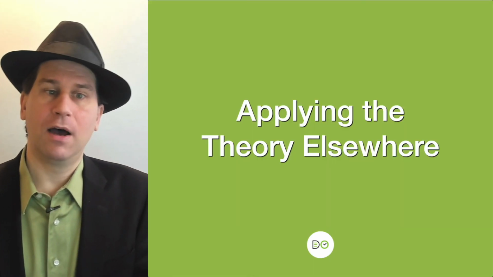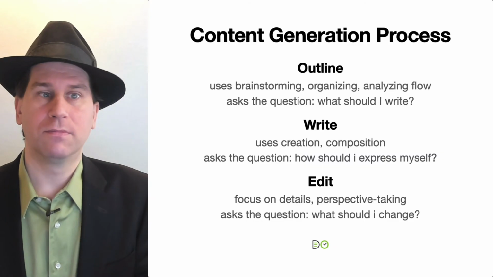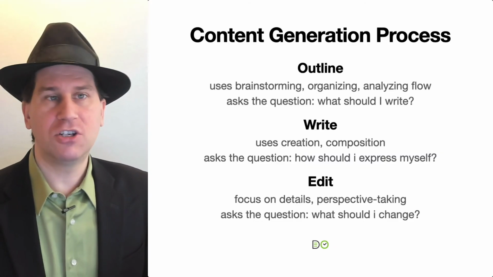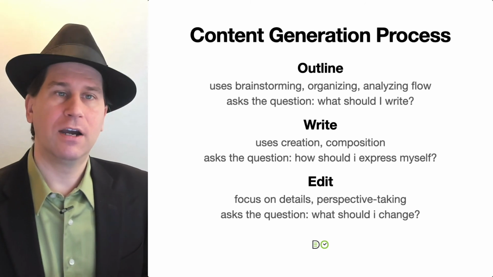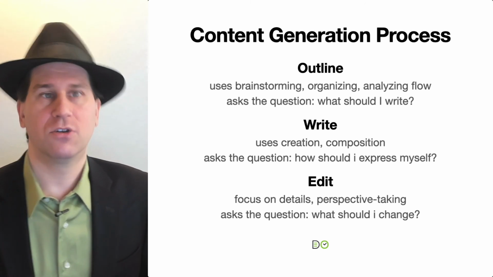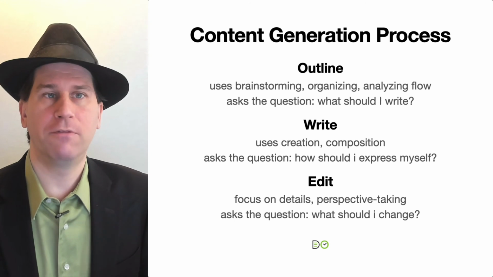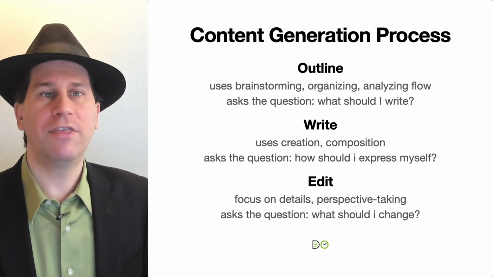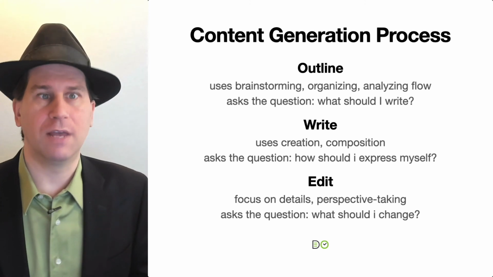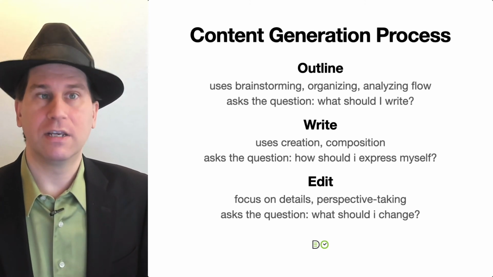Let's talk a little bit about how to apply this theory elsewhere. So I mentioned at the beginning that the underlying theory can apply to other processes. So I just want to talk about a process most people are familiar with, the content generation process. And so we can think of these as three different steps: outline, write, and edit.